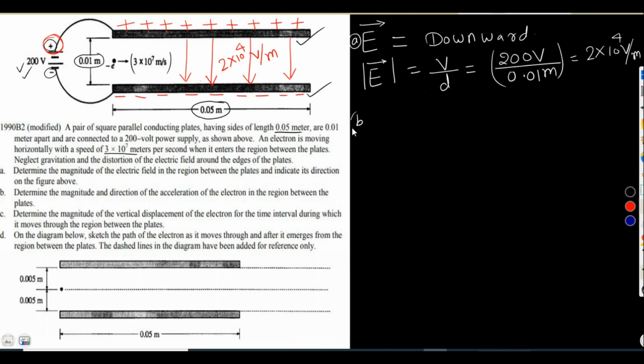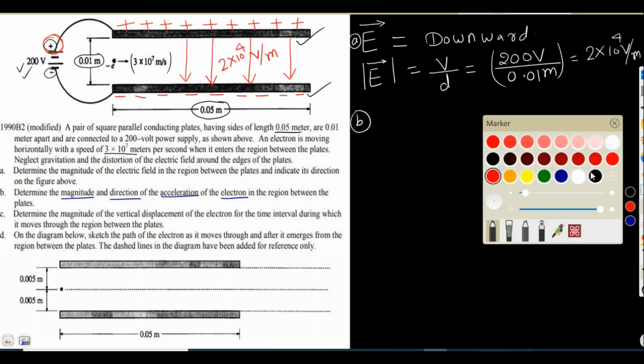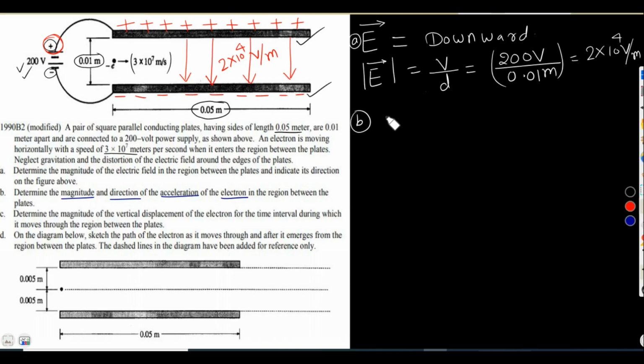Let us see part B. Determine the magnitude and direction of the acceleration of the electron in the region between the plates. To find the acceleration, we should find the net force. We know force is equal to mass into acceleration, so acceleration will be force upon mass. We know the mass of the electron.